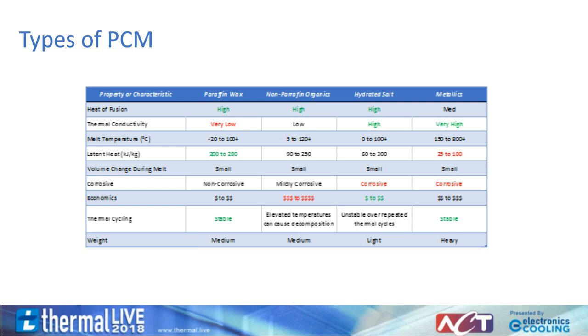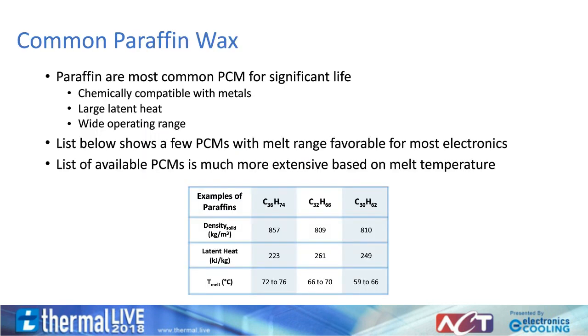As mentioned, hydrocarbons or paraffin waxes are the most common phase change material. They are chemically compatible with most metals and have large latent heat and can be obtained over a wide temperature range. The table at the bottom shows some high-purity paraffin waxes used in many electronic applications. Temperature ranges of 72 to 76, 66 to 70, and 59 to 66 are good to ensure safe operation of many electronic devices.